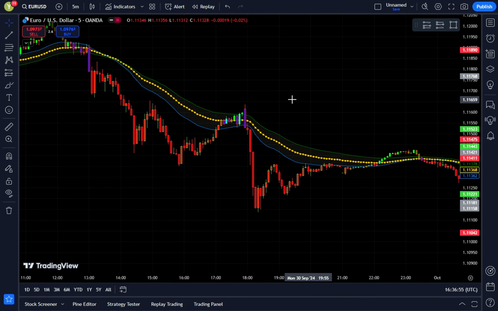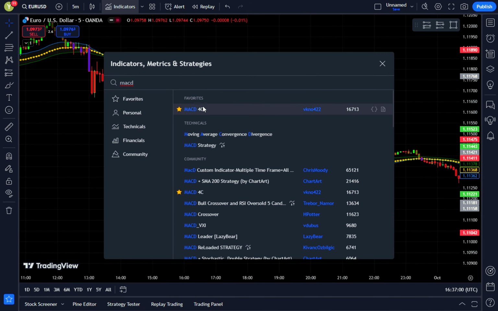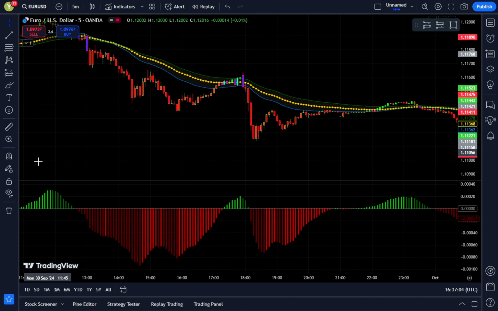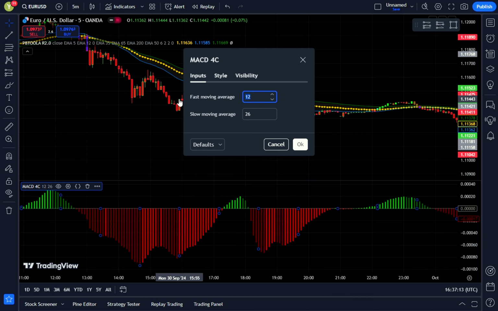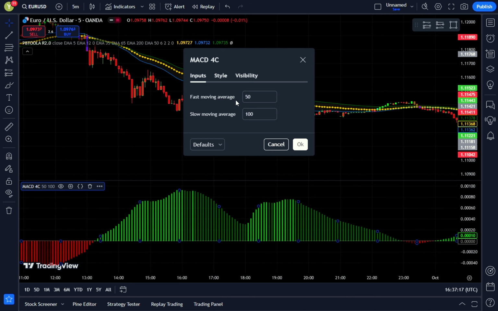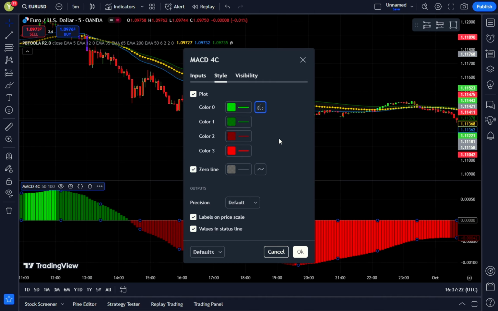Now let's add a second indicator that will act as a trend filter. Go to the Indicators tab and type MACD4C. Select MACD4C from the list. In the Input tab, adjust the settings as follows. Set the fast moving average to 50. Set the slow moving average to 100. Next, in the Style tab, change the plot style to columns for better visibility. Once done, click OK to save your changes.